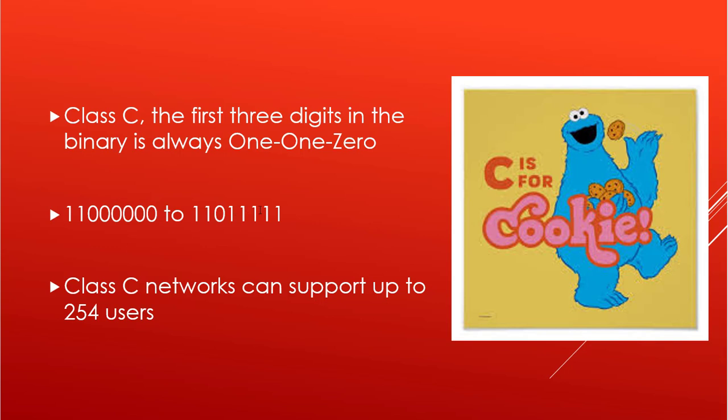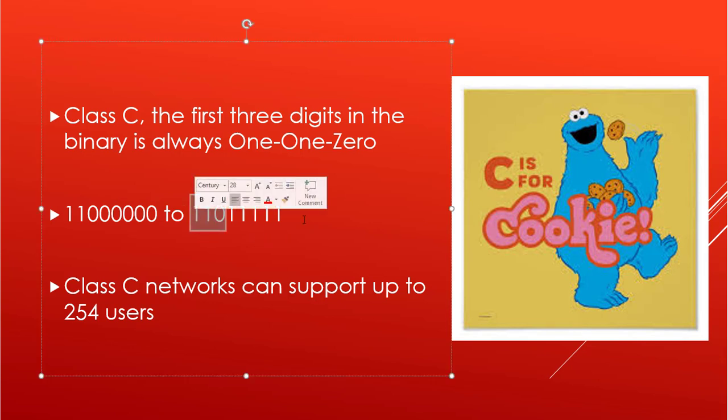All right, then we have Class C. So the first 3 digits in the binary are always 110. So that's how they came up with how to split them up. And a Class C network only supports 254 users.